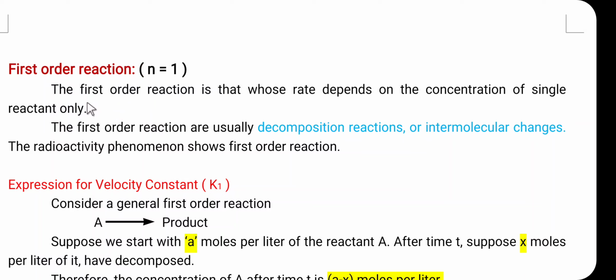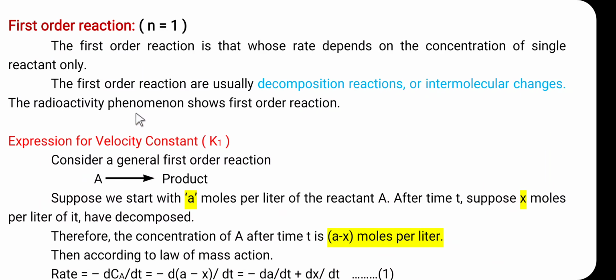In the first order reaction, n is equal to 1, and we know that the order of reaction is denoted by the symbol n. The first order reaction is one whose rate depends on the concentration of a single reactant only. Or we can say that the rate is determined by the variation of one concentration term only. Such reactions are called first order reactions.